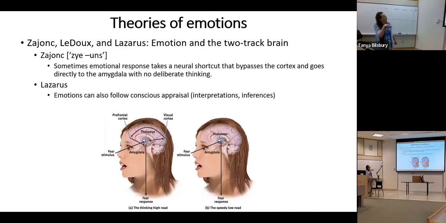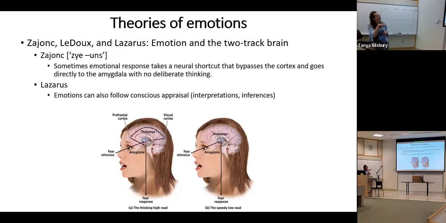So here's what they call the speedy low road. You see the fearful stimulus, the dog, say, and then that goes to your thalamus. Do you guys remember what the thalamus does in the brain? Bit of a switchboard. So in this speedy low road, the thalamus will send that to the amygdala, which is a midbrain region where you get an emotional response. And decorticated animals like cats still have those emotional responses to a stimulus.